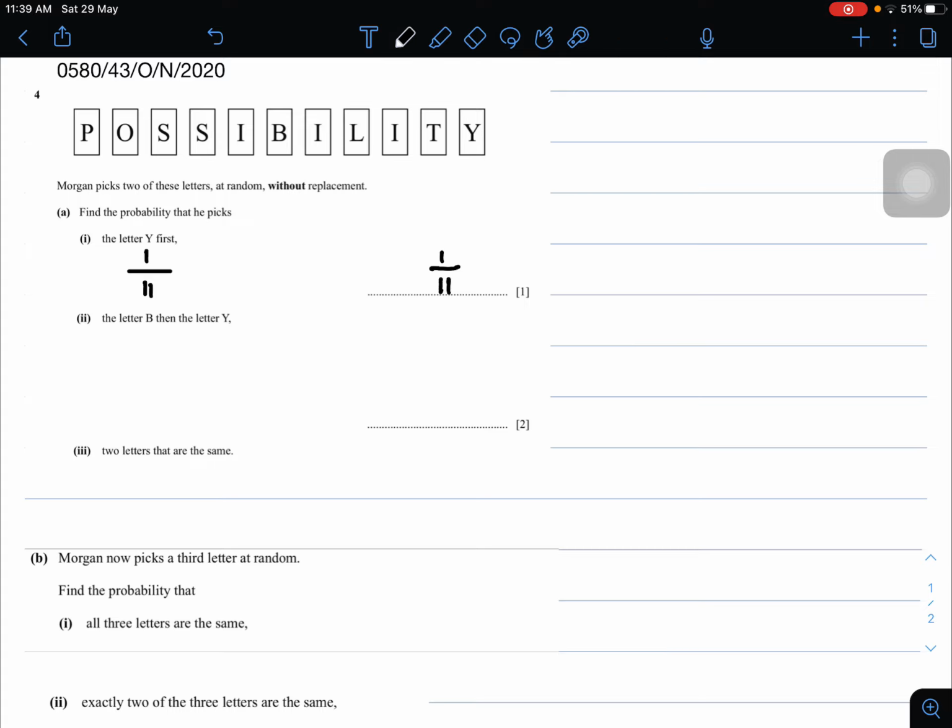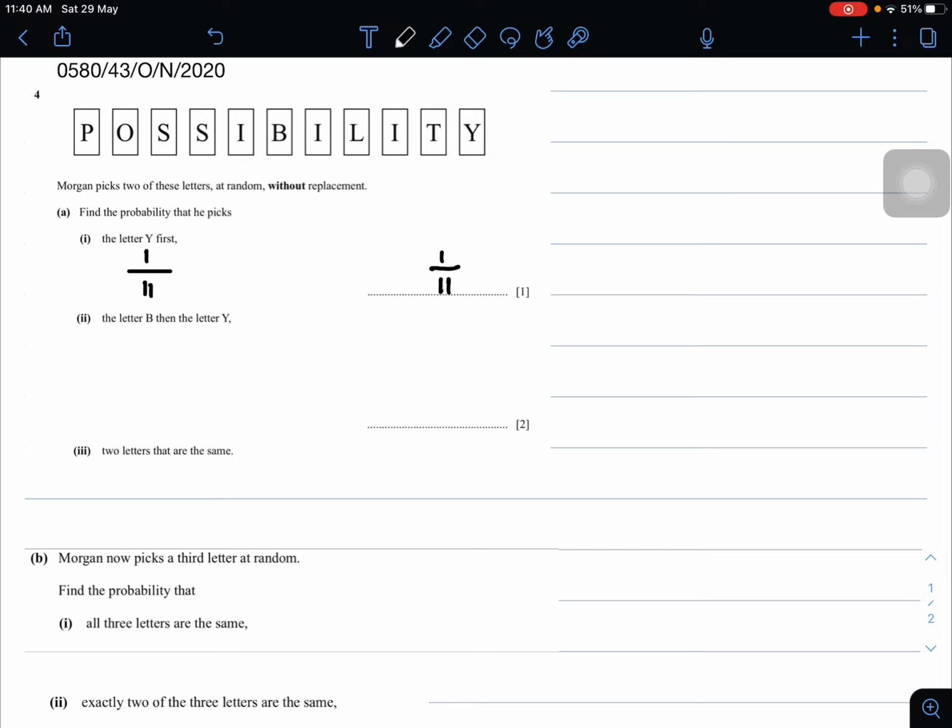Now part A2, the letter B, then the letter Y. So again we do the same thing, but in this case they are asking us for two different letters, the letter B in the first pick and the letter Y in the second pick. So in that order specifically as well, otherwise we would have to multiply by 2, as we don't know the order, as Y could come first or last. But in this case they are specifying that B has to come first.